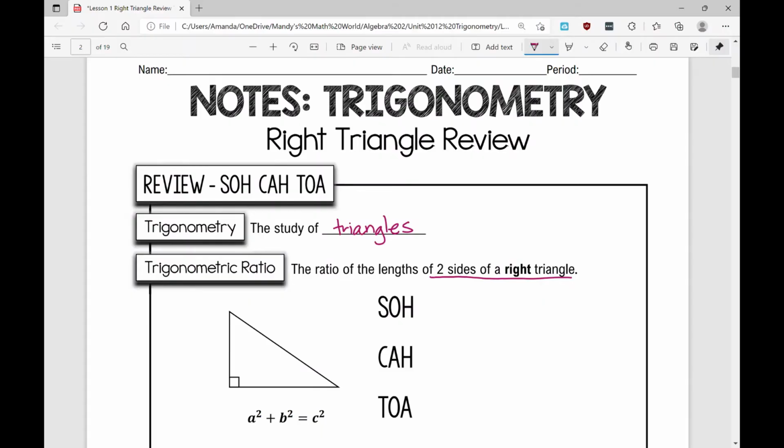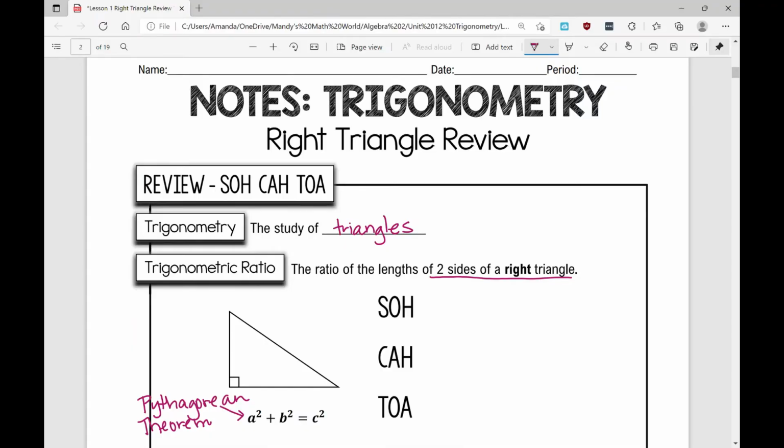So I've got a right triangle drawn here, and I've got the mnemonic SOHCAHTOA. Right under here, I have what you may recall as the Pythagorean theorem. The Pythagorean theorem is a formula that helps us find the length of a missing side, right? So a squared plus b squared equals c squared. If I know the lengths of two sides of any right triangle, I can use this formula to find the length of the third side.